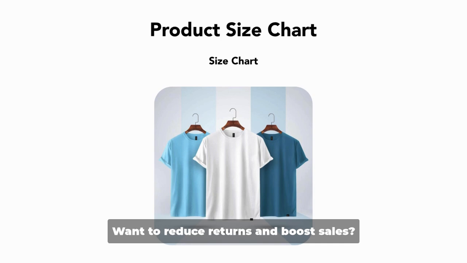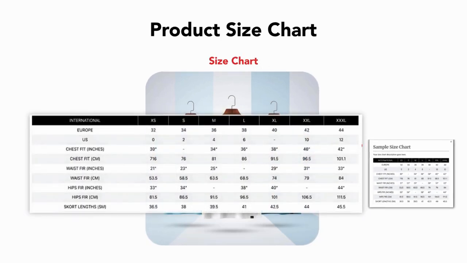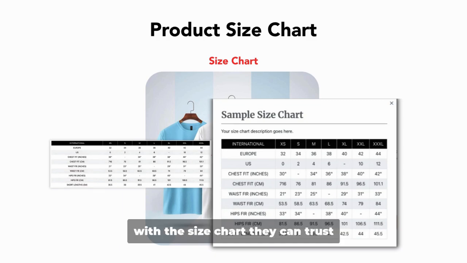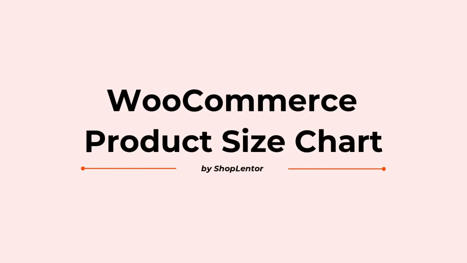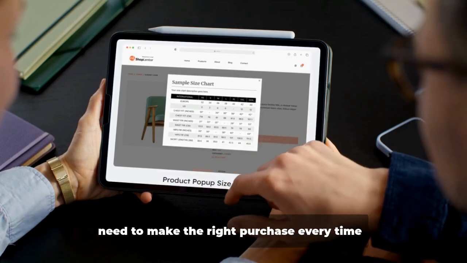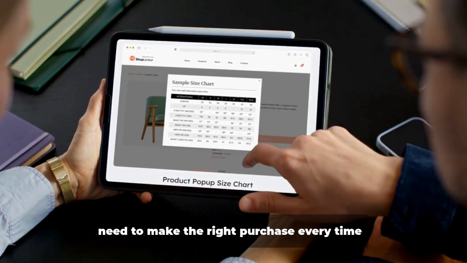Want to reduce returns and boost sales? It's simple. Help your customers find their perfect fit every time with a size chart they can trust. Introducing the Product Size Chart module for ShopLentor, a game changer for your WooCommerce store. With customizable size guides, you can give customers the confidence they need to make the right purchase every time.